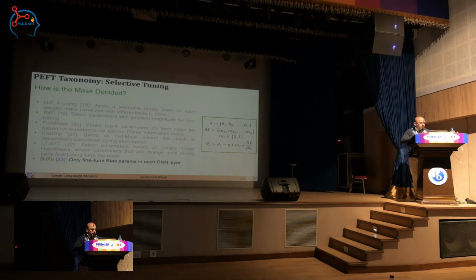And then another is called bitfit, where you only fine tune the bias parameters in each of the layers in the transformer, and you don't touch anything else. So these are some of the techniques for deciding the mask, but there are several others as well. Any questions on this?